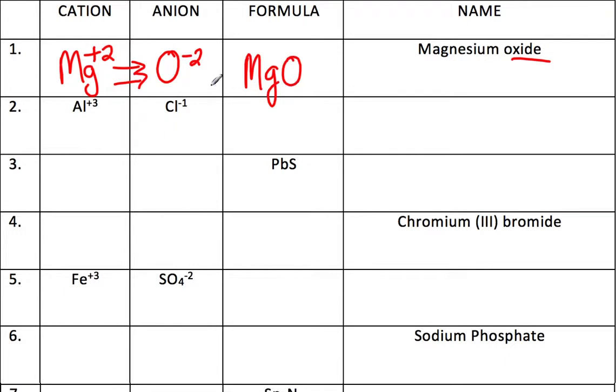Notice I didn't write the 2's. The 2 and the 2 are opposite but equal. +2, -2, so they cancel out, it's just MgO.